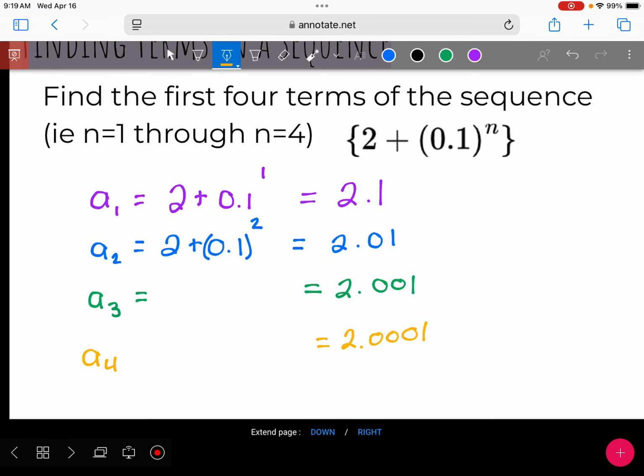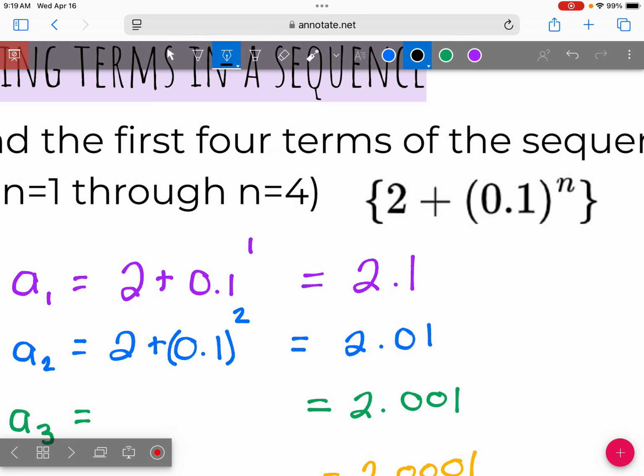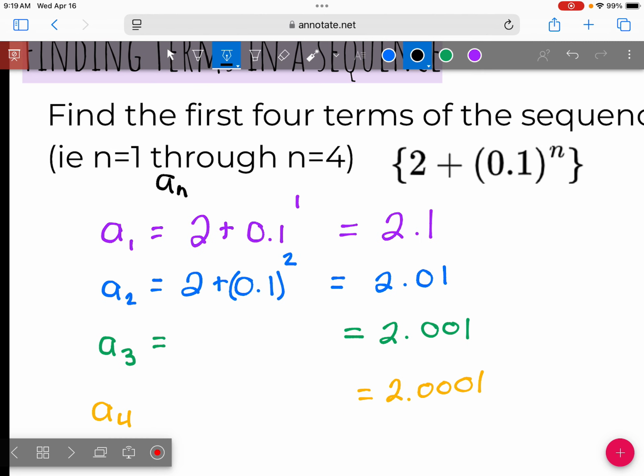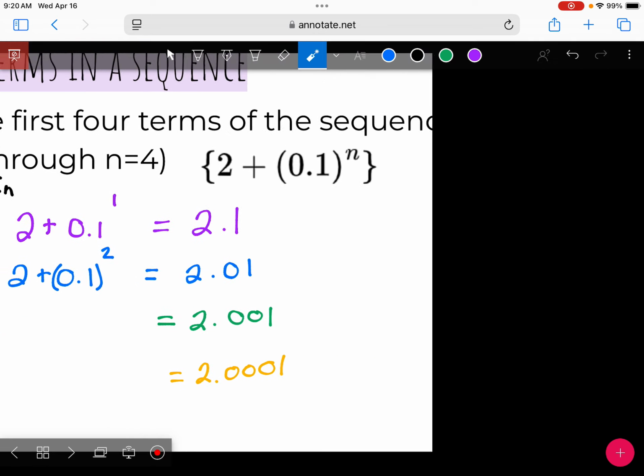What do you mean get a 4? Oh, this is saying n equals 4 is this n right here, a sub n. So think about these as a sub n. That's where we're putting that n equals 1. That's our first piece here versus our fourth piece here. So first piece through fourth piece.